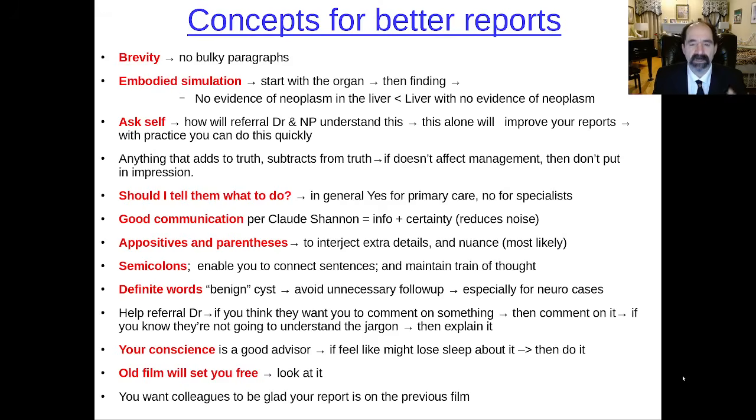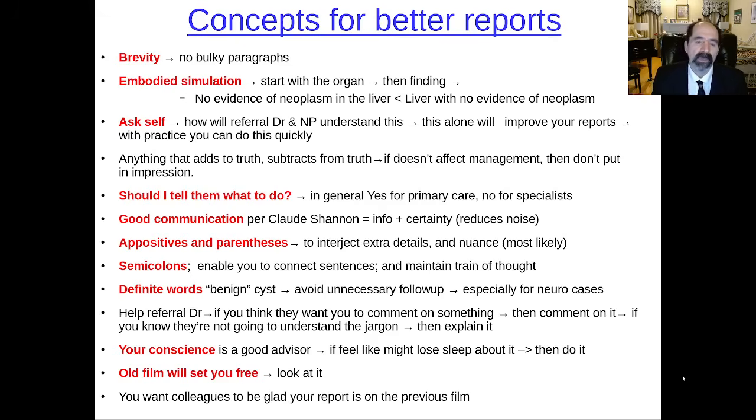Okay, next thing is embodied simulation. Embodied simulation means that when we hear someone else speaking to us, we, in our mind's eye, visualize what they're saying. And it's much easier to do so if we hear the subject first, a noun. Like if we hear the dog chase the cat. As soon as we hear dog, we think of everything a dog does. It barks, it chases cats. And the same goes in the body, that you should state the anatomic location first before describing the finding.